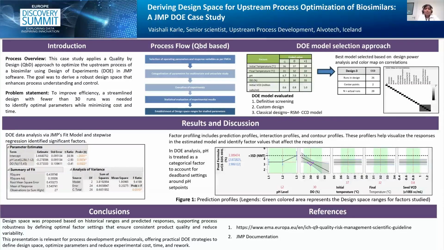After execution of the experiments, we went ahead with the statistical evaluation of the experimental results. We put all the DOE data into the fit model approach, and with it we decided to go ahead with stepwise regression with the forward AIC stopping rule. For that, we got the parameter estimates, summary of fit, analysis of variance, and all the outputs of the fit model approach, which help us identify the most significant factors.